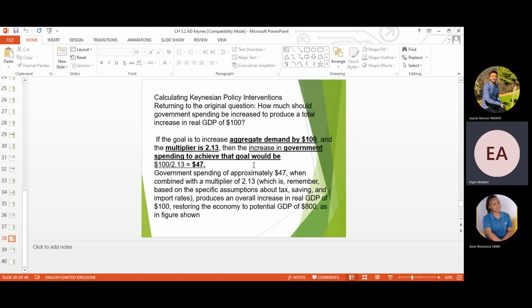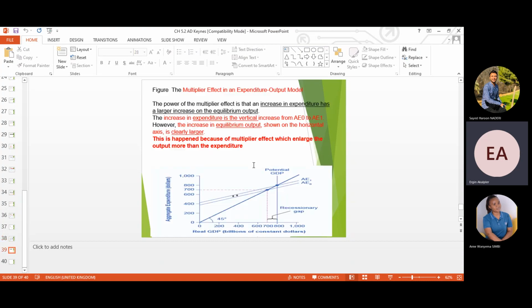And the government spending of approximately $47, when combined with the multiplier of 2.13, based on the specific assumptions about tax, saving, and import rates, produces an overall increase in real GDP of $100, restoring the economy to potentially 800, as in the figure shown here. The multiplier effect in an expenditure-output model is given below. The power of the multiplier effect, as shown and calculated, is that an increase in expenditure has a larger increase on the output.